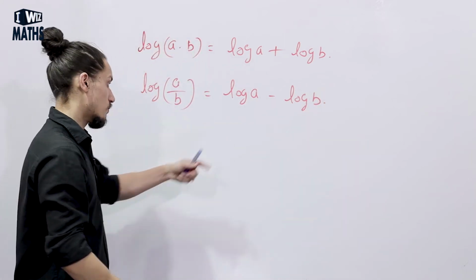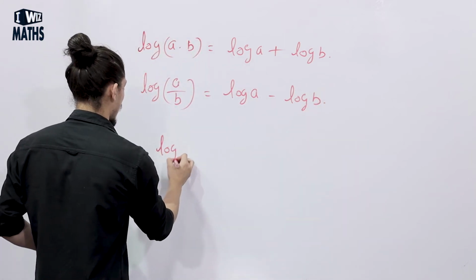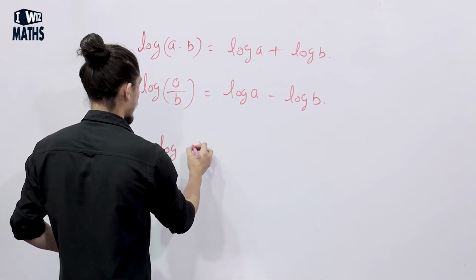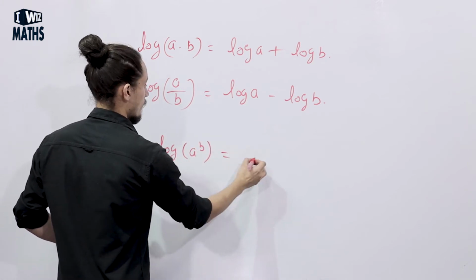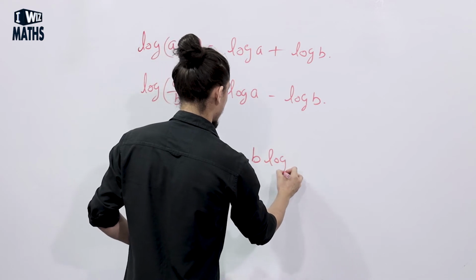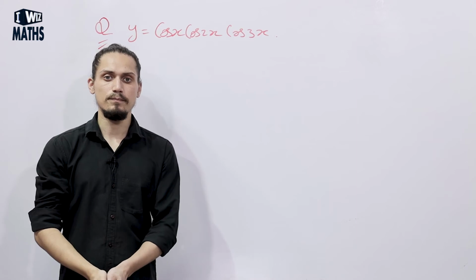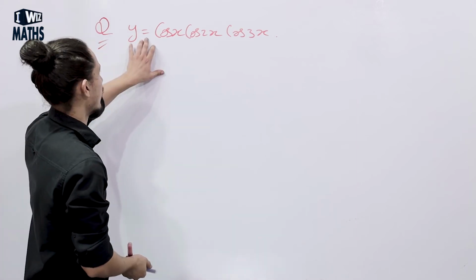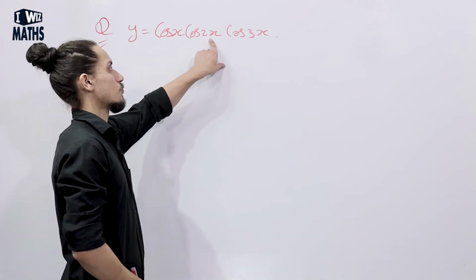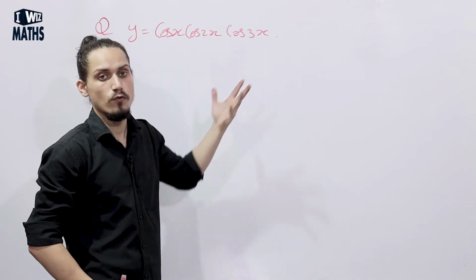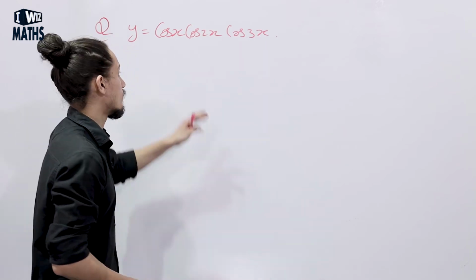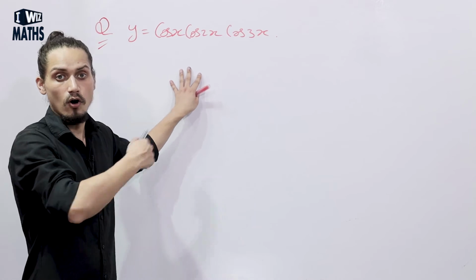Okay, another point is log of a raised to power b will become b into log of a, and vice versa as well. Now the next example is we have given a function y is equal to cos x into cos 2x into cos 3x. We have to find its derivative. So to find its derivative, what will we do? Log on both sides.